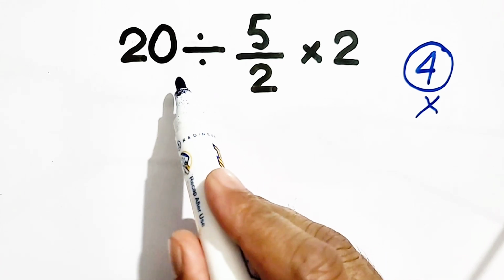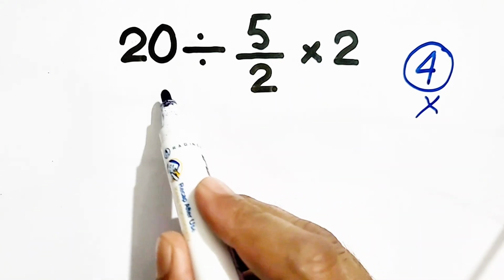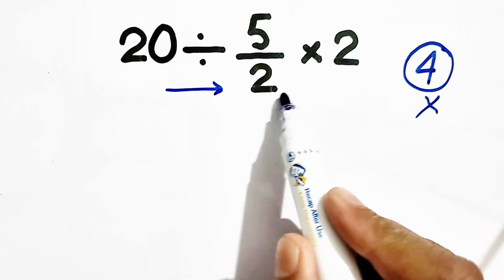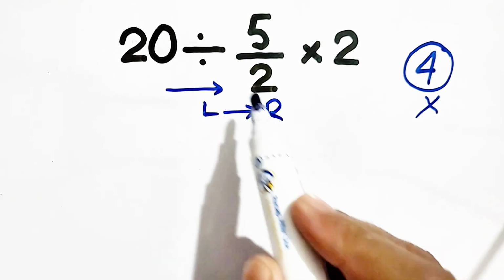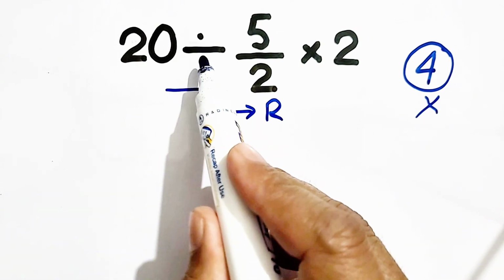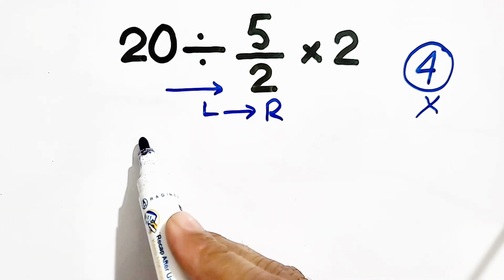Remember that while solving such type of question which involves division and multiplication, we have to move from left to right. It means division is at left, so we have to handle this division first. Let us come to solve.